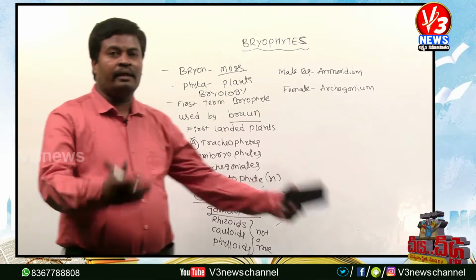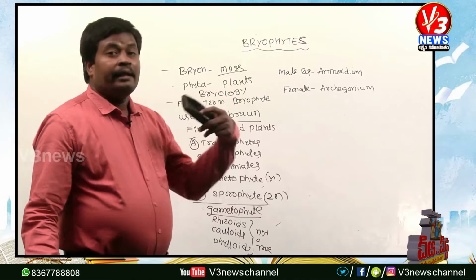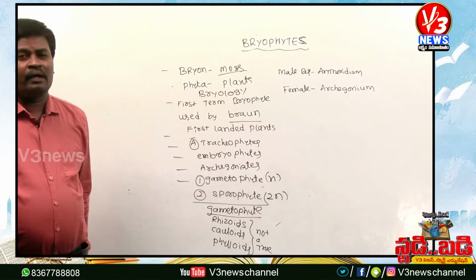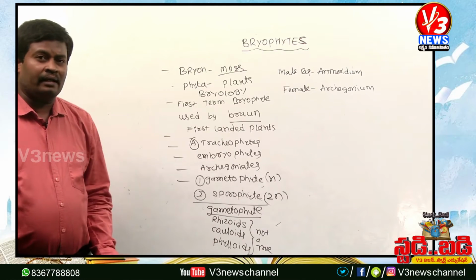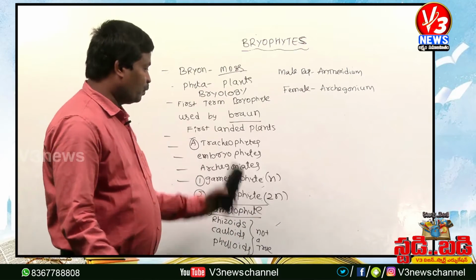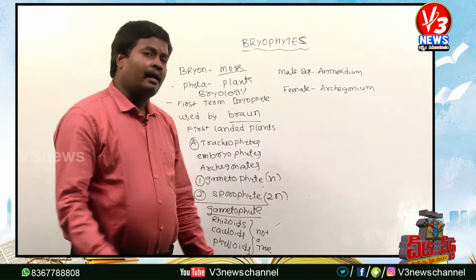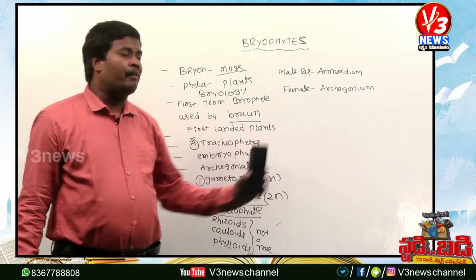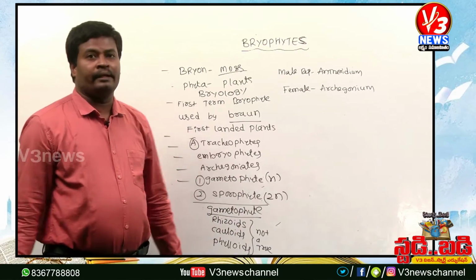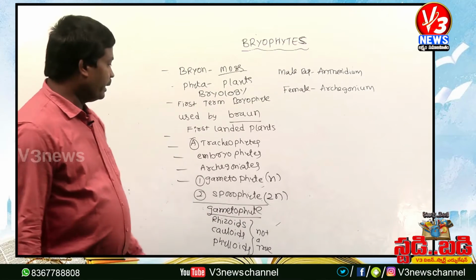But in comparison, in pteridophyta, the next group of plants, the dominating stage is the sporophyte, followed by the gametophyte. But in any group of plants, the gametophyte is always haploid and the sporophyte is diploid.